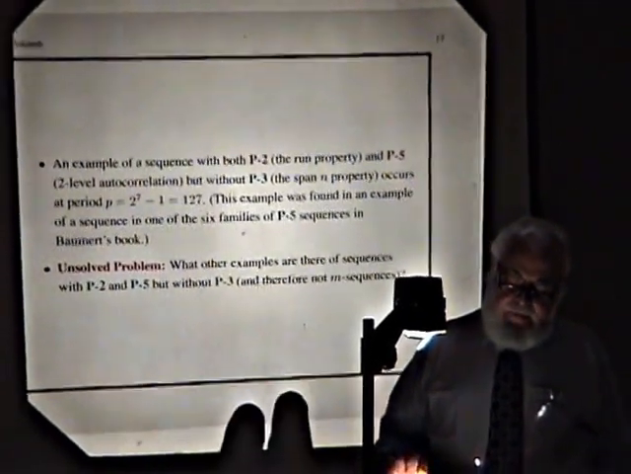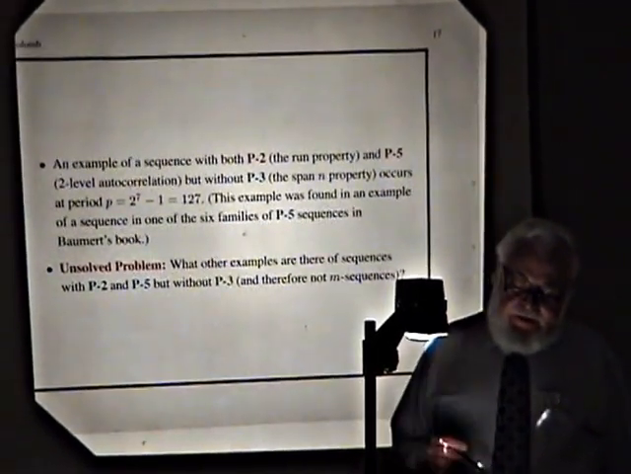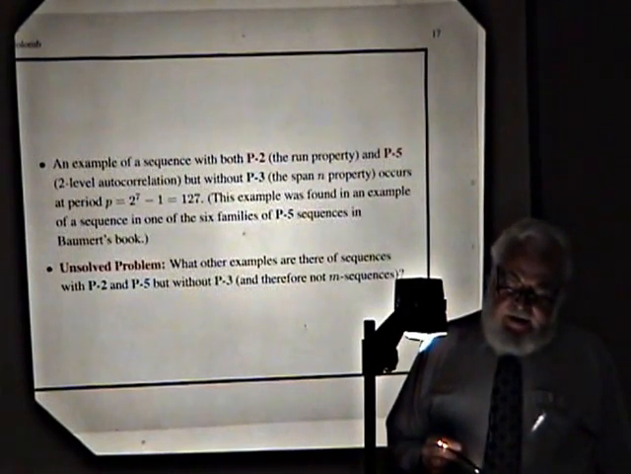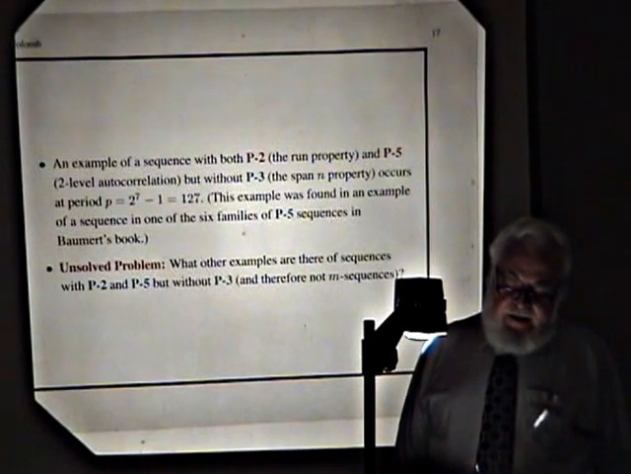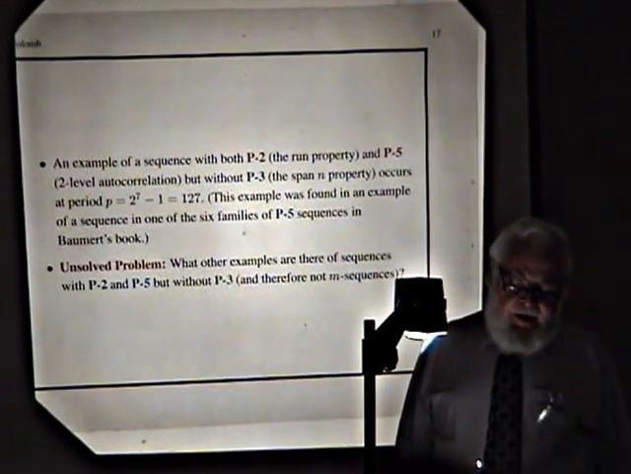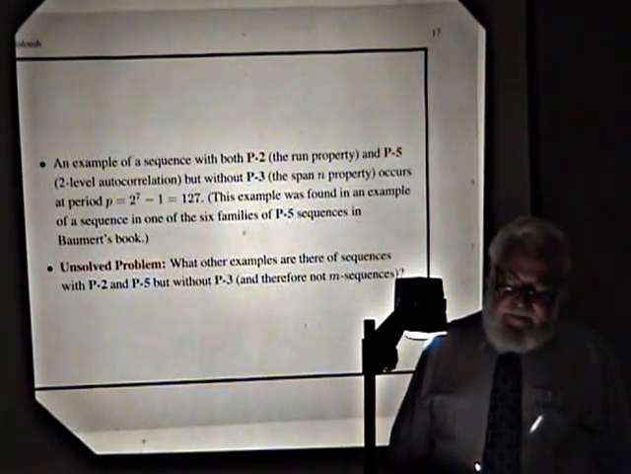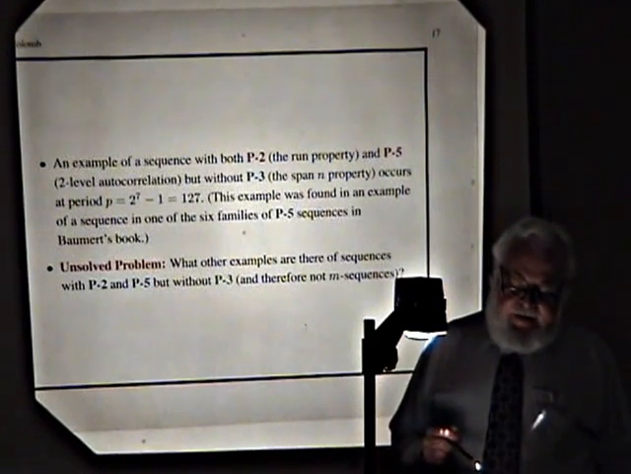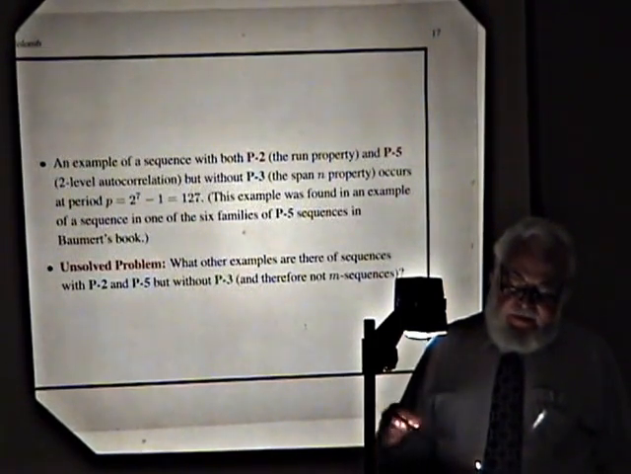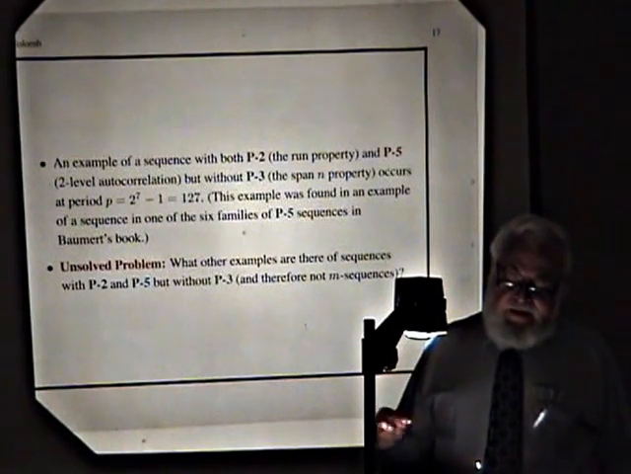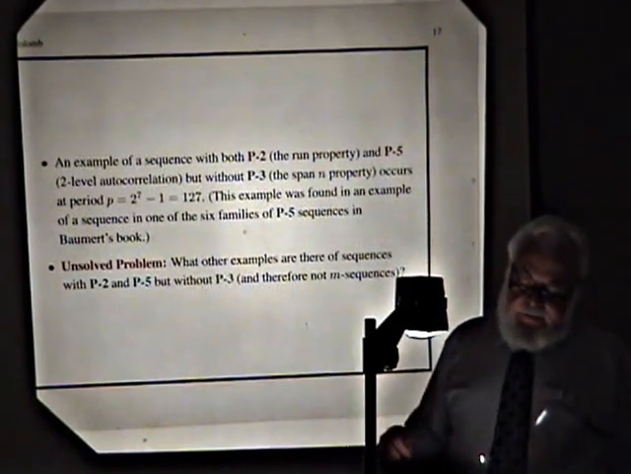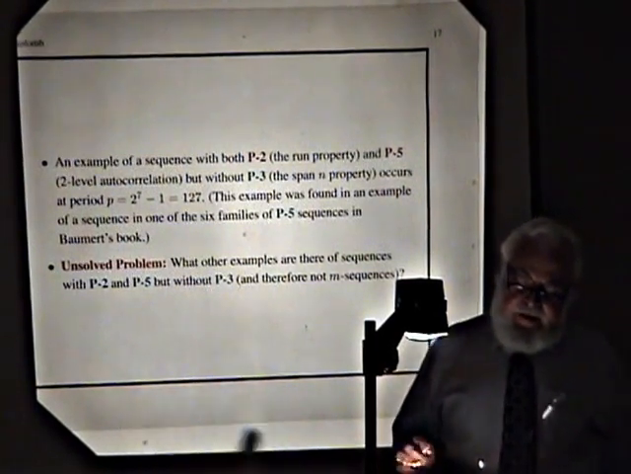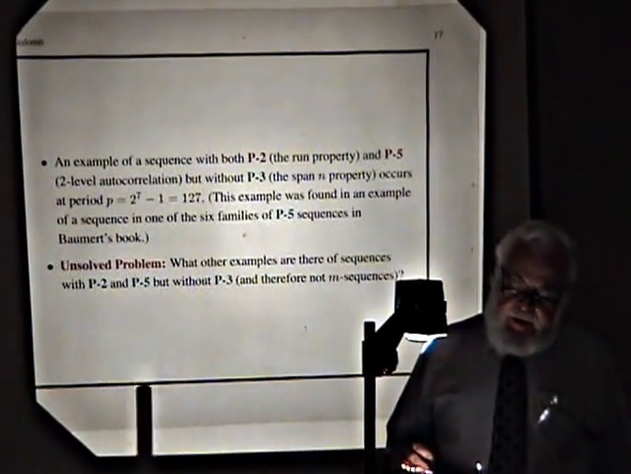If I believe my main conjecture, then I'm tempted to believe this one also. My main conjecture is that if you have span n and 2-level autocorrelation, then it has to be an M sequence. Then I'm tempted to believe that if you relax the 2-level correlation to the multiplier property, the only additional examples we get are from x to the n plus x plus 1 being primitive with odd n greater than 3.